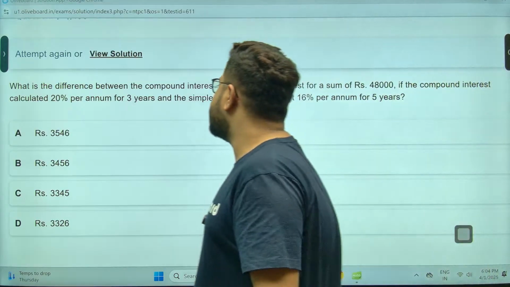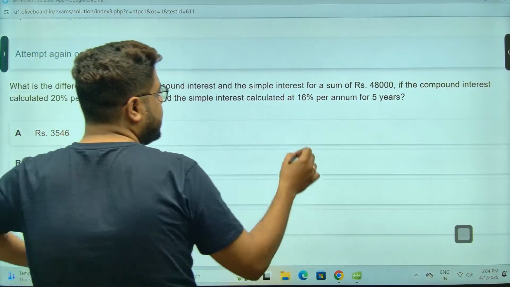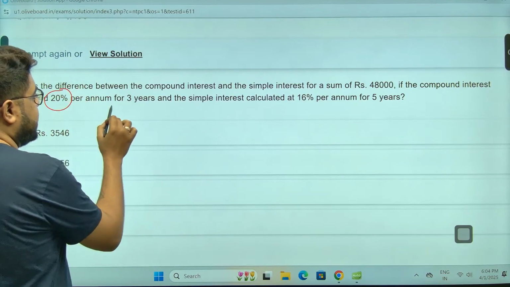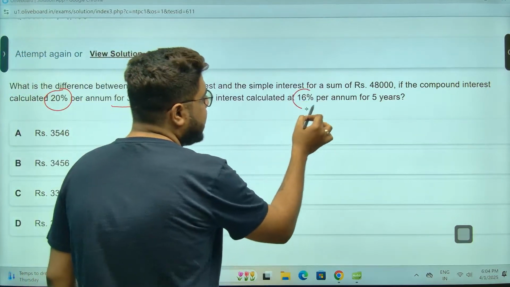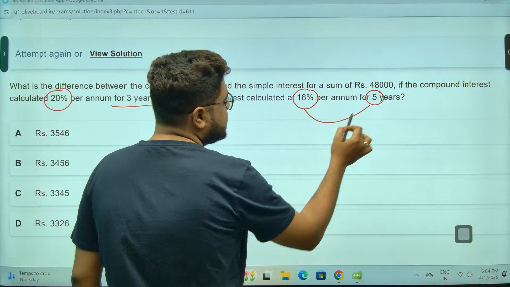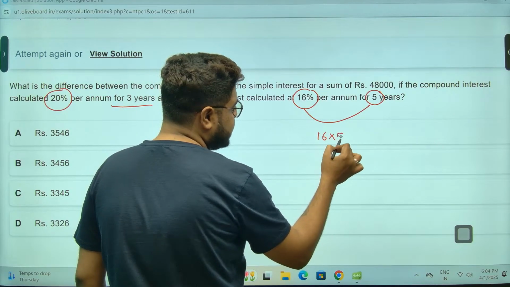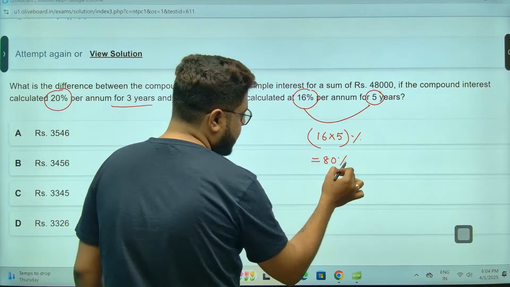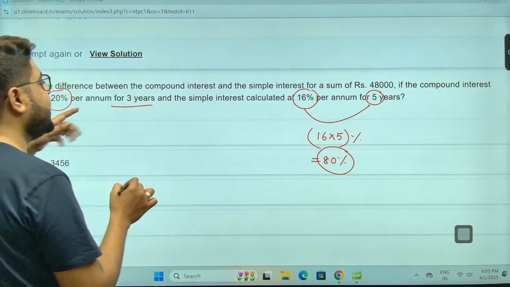Sir, what is the difference between compound interest 20% for 3 years and simple interest 16% for 5 years? Simple interest will be 16 into 5, that is 80%. Very good. For compound interest, I will use the AB theorem.